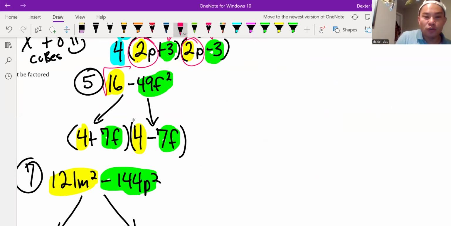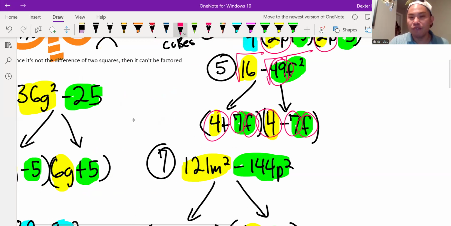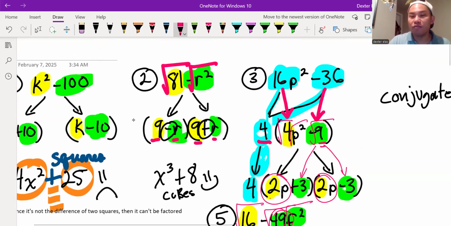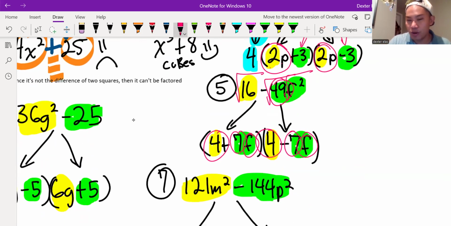So moving on to number 5, we have 16 minus 49f squared, which is easy peasy as well. The square root of 16 is 4, the square root of 49 is 7, and the square root of f squared is f, and everything goes accordingly. So that one, you didn't have to do any pre-factoring. Of course, there's that little small double check, because on something like 3, you have to pre-factor, and on something like 5, you don't have to pre-factor.